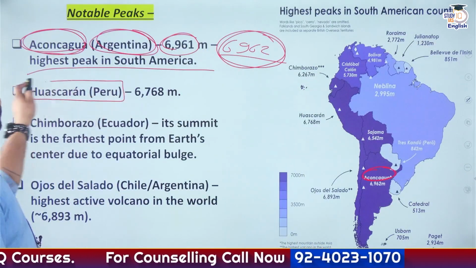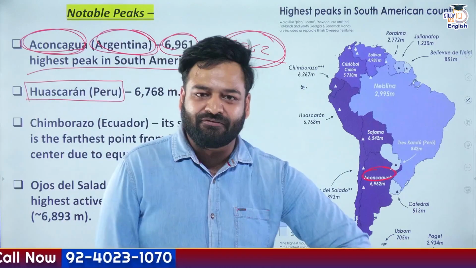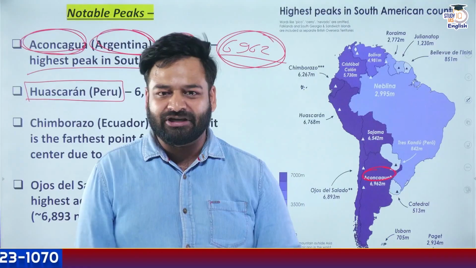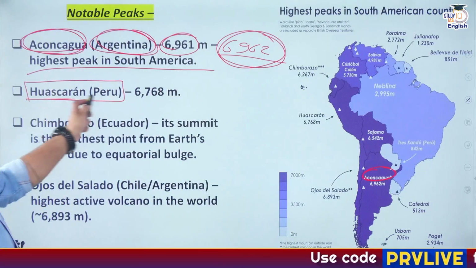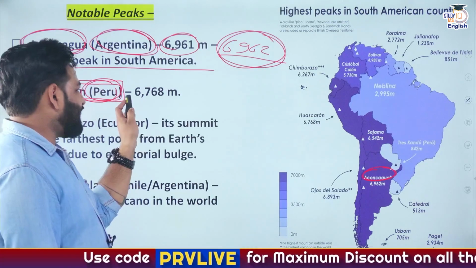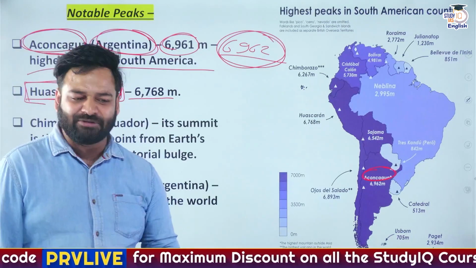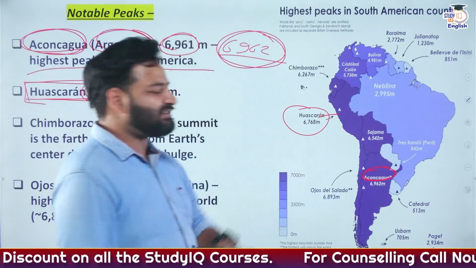Next, the second highest peak. It is in Peru, Huascaran. In the local language it is pronounced very differently, but what we can pronounce here is Huascaran. That is where? Peru. As you can see, 6,768 meters. Right. So where is it? It is in the country known as Peru.